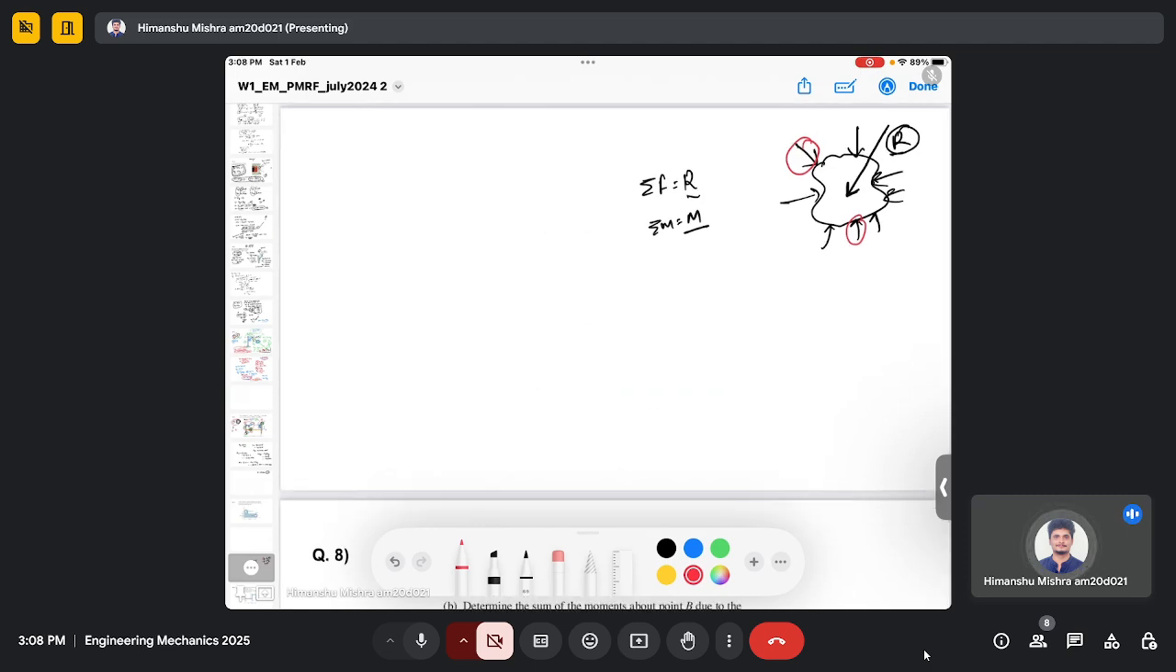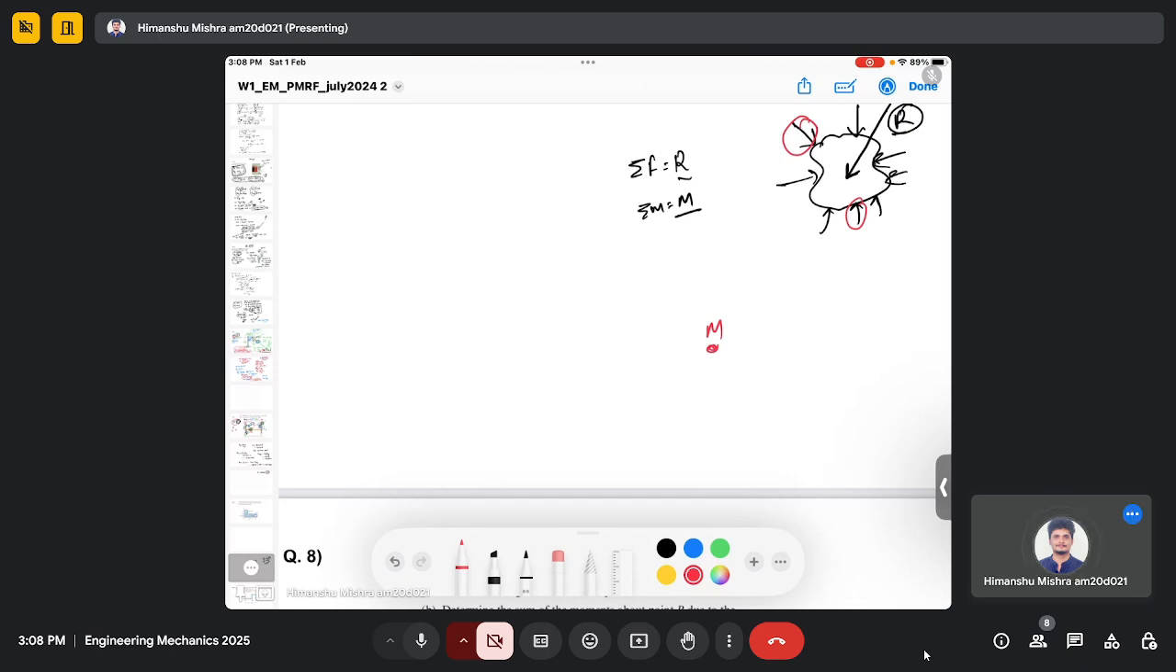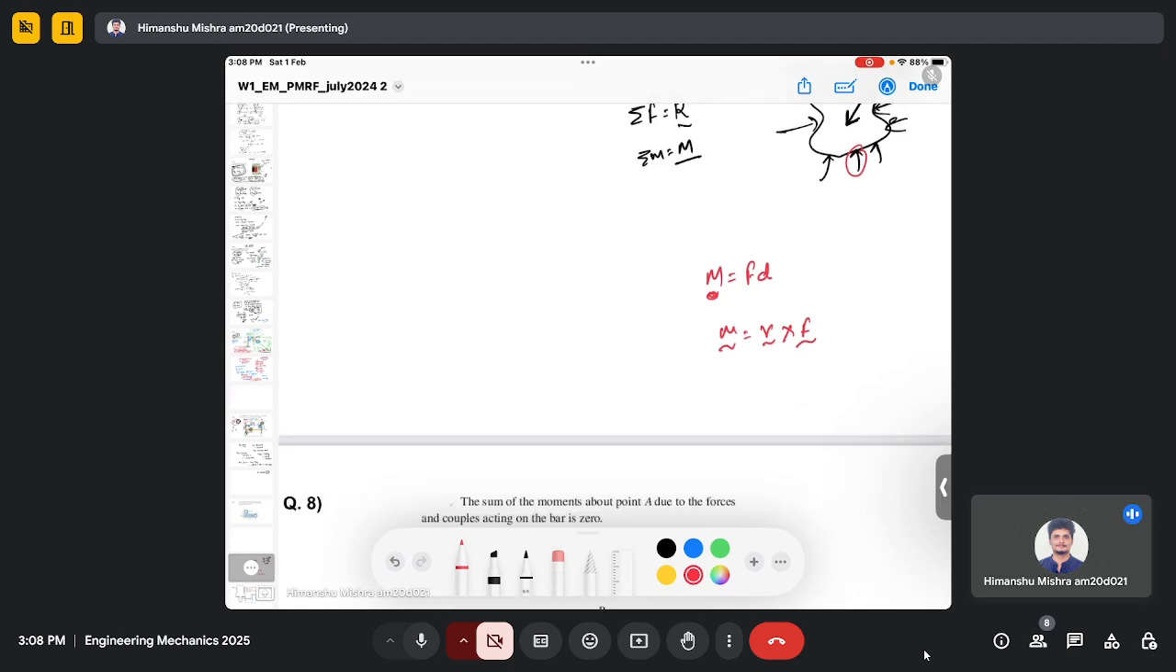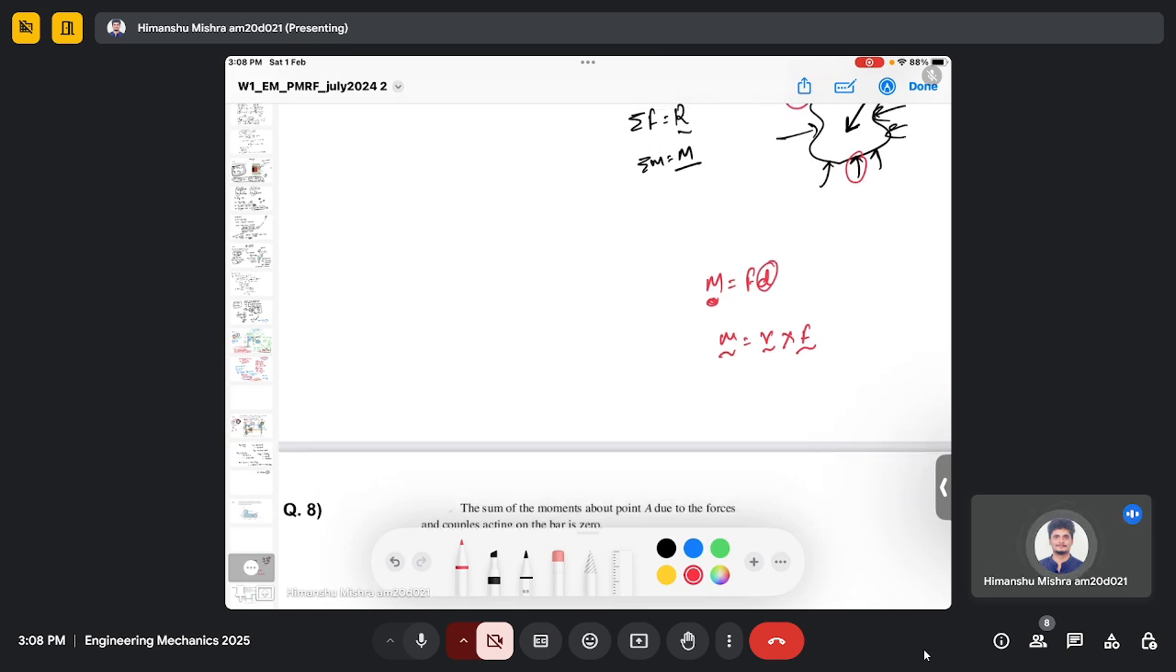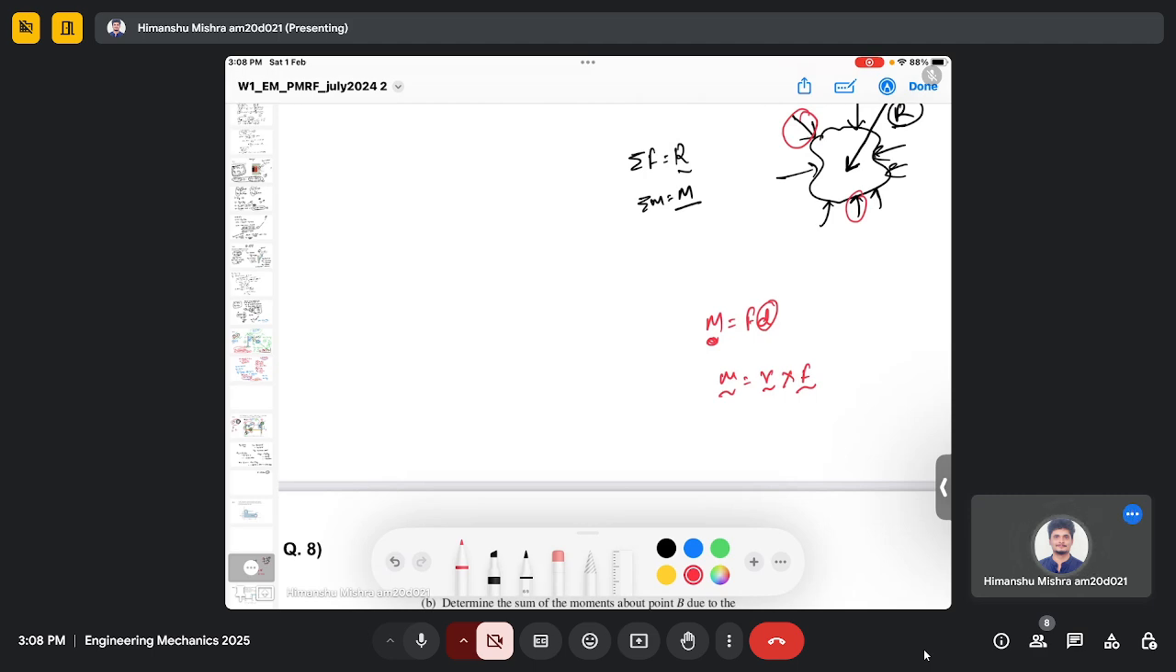We saw that the moment, if we write it in scalar form, can be defined as the force multiplied by the perpendicular distance. And if I write it in vector form, then it is the position vector cross product with the force. Then we discussed how to calculate the perpendicular distance, and we discussed the sign convention for moments.